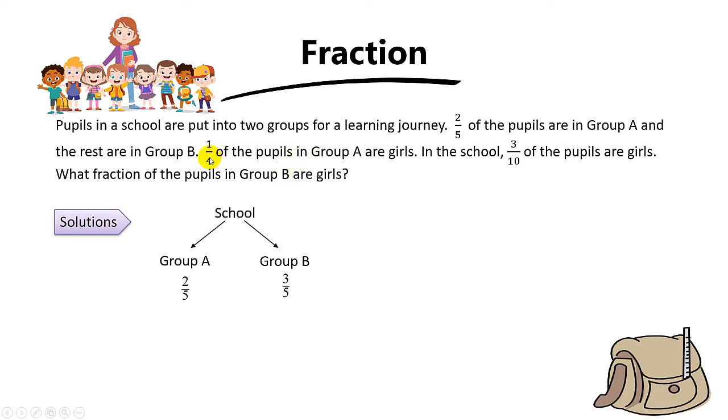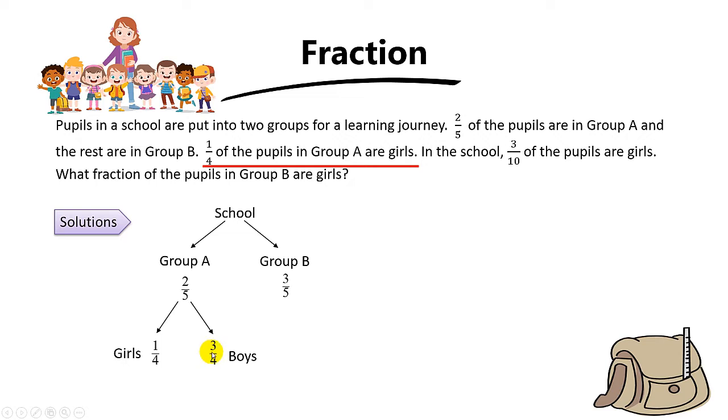Do take note. This 1/4 is not of the total number of pupils. It's only of the pupils in group A. Understand? So this 1/4 is of group A only. So we have to do branching. Let's branch out. Out of these 2/5, 1/4 of them are girls. So therefore the boys will be 3/4, because you take 1 minus 1/4, you get 3/4. To double check, you take this plus this, you must get back 1 whole.